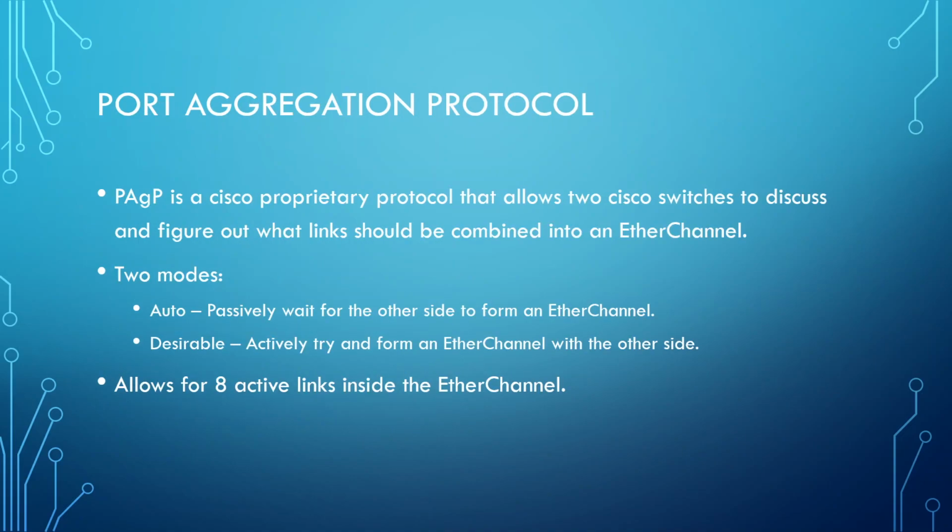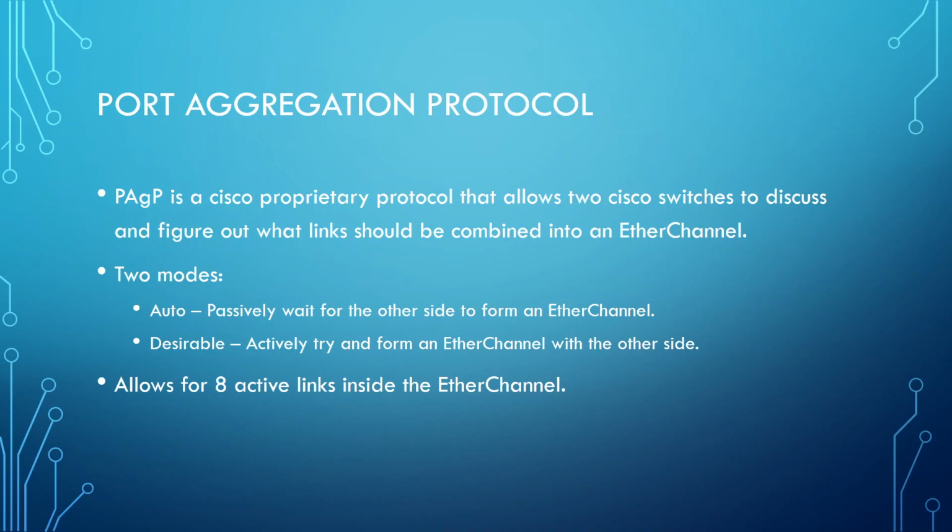Now, let's talk about these methods. Port Aggregation Protocol, PAgP, is a Cisco proprietary protocol, and what does that mean? It can only be used with Cisco devices. And again, all it does is allow us to figure out which links should be part of the EtherChannel. So the switches will actually have a negotiation, and there are 2 modes when we're configuring PAgP.